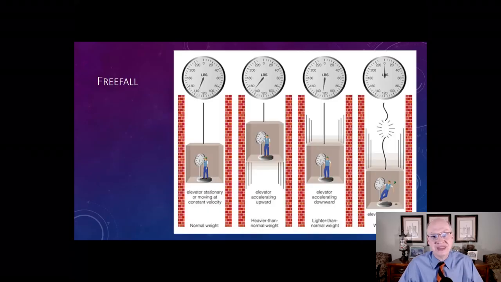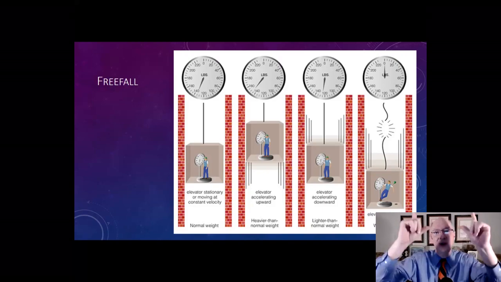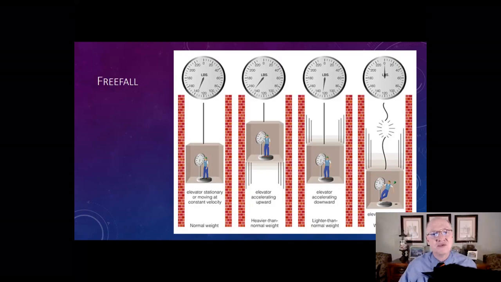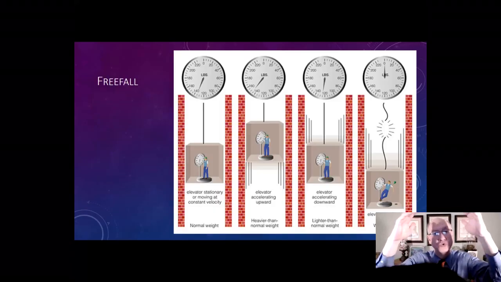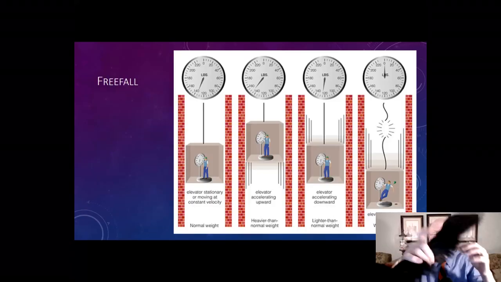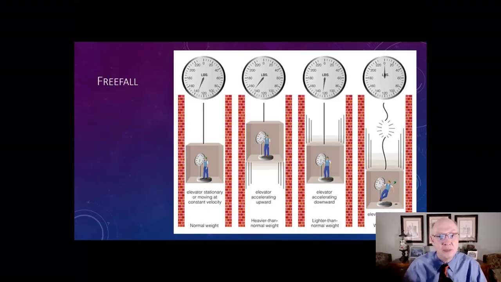Now, what happens when the elevator accelerates upwards? I'm not talking about moving upwards at a constant speed. I'm talking about accelerating upwards, where you're constantly moving faster and faster and faster. If you're accelerating upwards, that means there's a force being applied, right? The elevator is pushing up on your feet, which means your inertia, the fact that you want to sit still, is going to push against that. And you're going to push a little bit harder against the floor of the elevator.